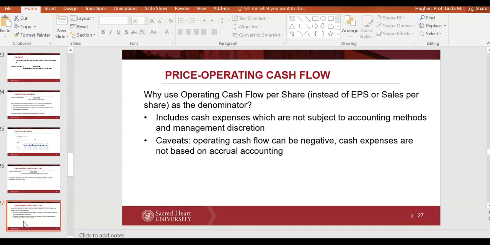So how could that be both good and bad? Depends on what you think about accrual accounting. Do you think that it's a better measure of performance for the company, or do you think that using cash rather than accrual accounting is a better metric of company performance?